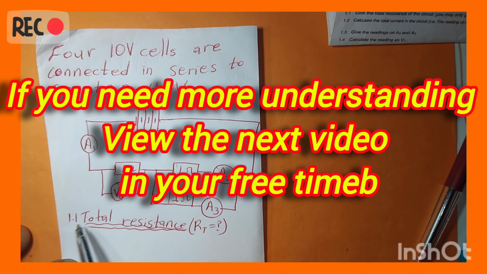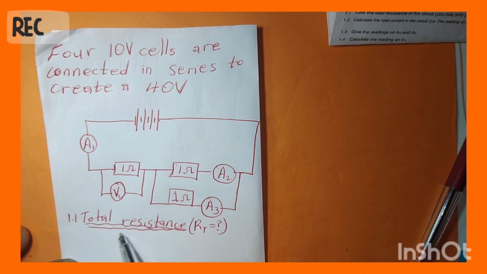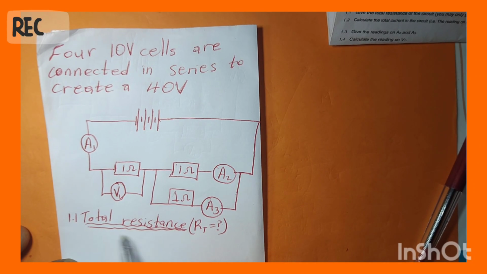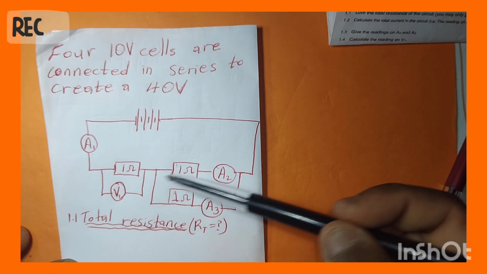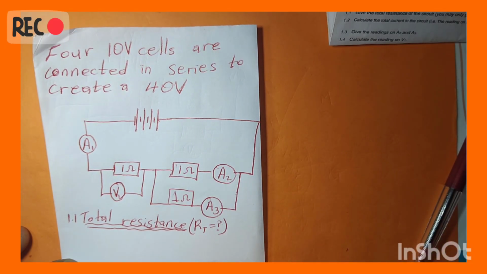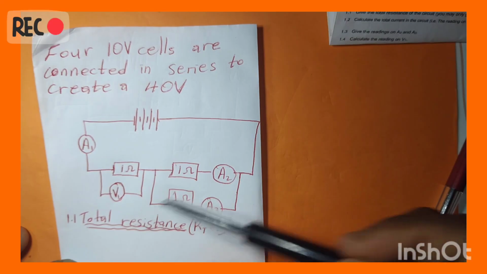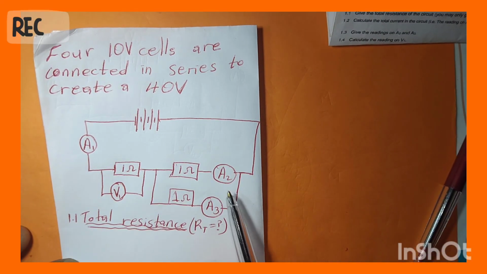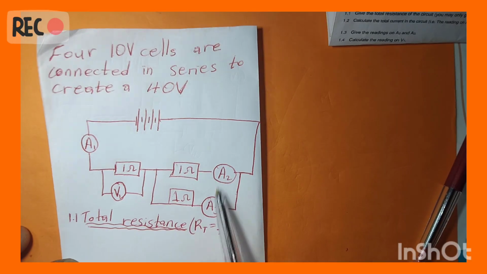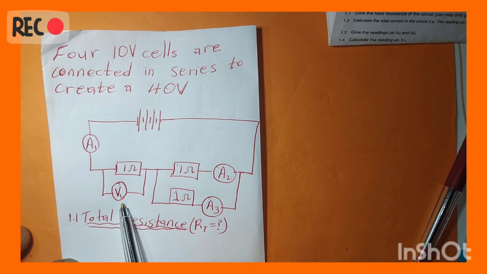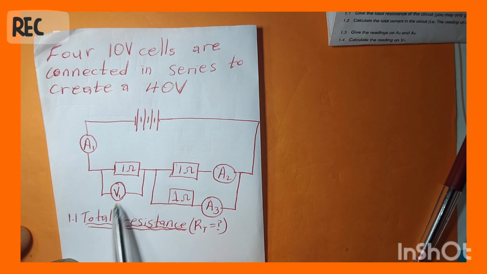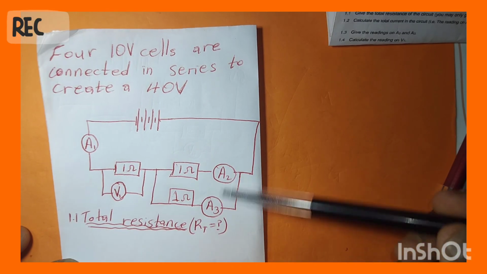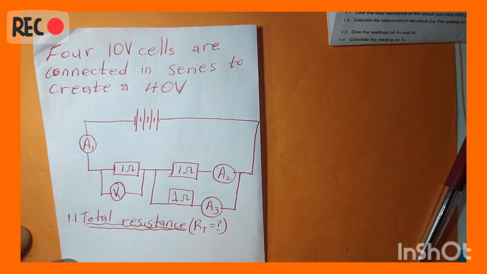Okay, so guys, here you should calculate the total resistance. For you to calculate the total resistance, you will only focus on the resistors only. Leave all of them, because these ones are measurements, by the way. This is an ammeter, and this one is a voltmeter, this one is an ammeter. A voltmeter measures a voltage, and an ammeter measures a current.